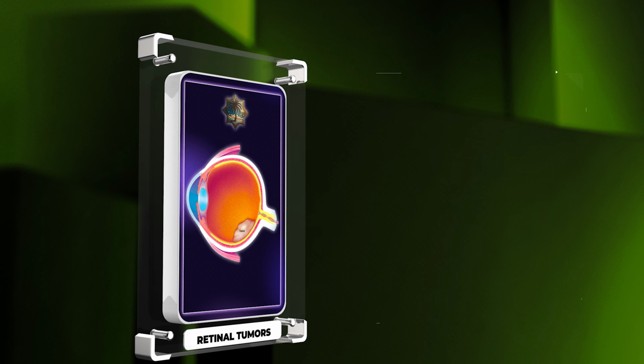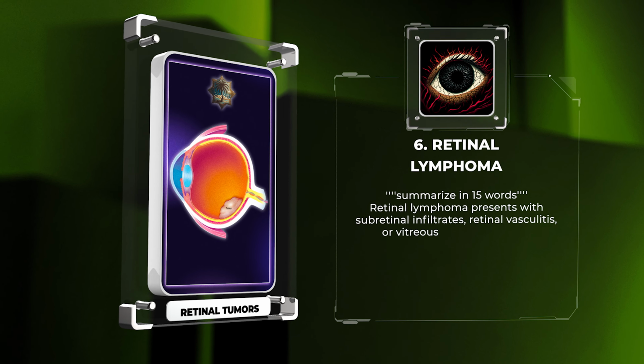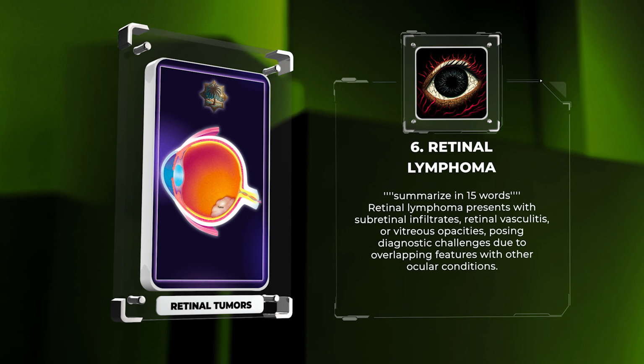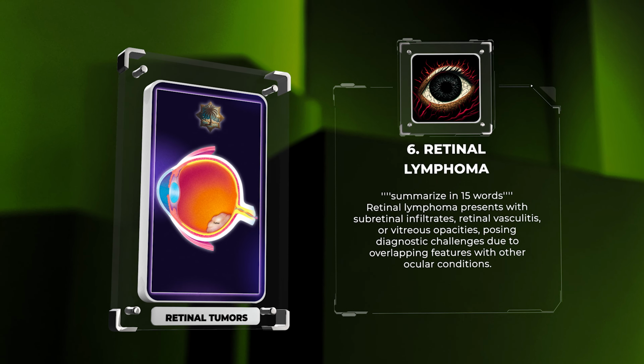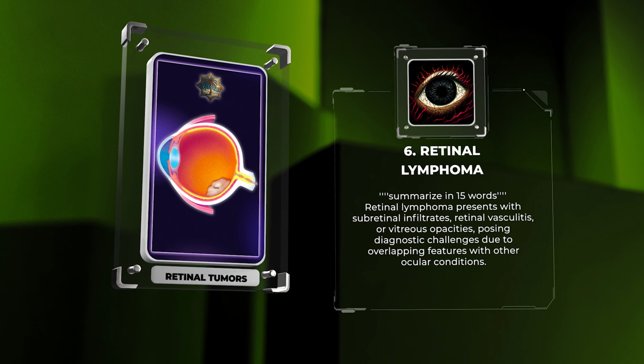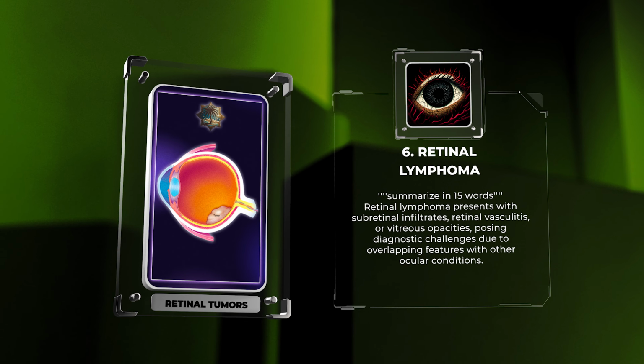Retinal lymphoma presents with subretinal infiltrates, retinal vasculitis, or vitreous opacities, posing diagnostic challenges due to overlapping features with other ocular conditions.